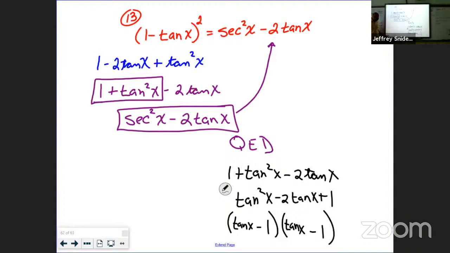Okay, let's do another one. Let's do number. He's looking, he's looking. Oh, I think we should do number 16 next. Number 16.